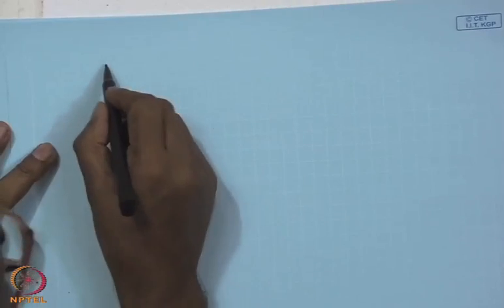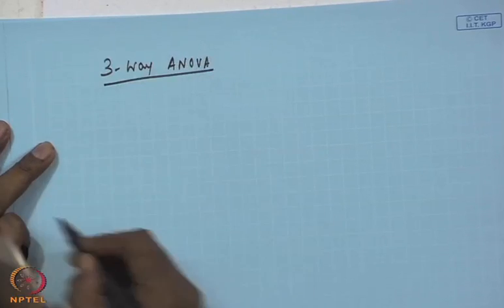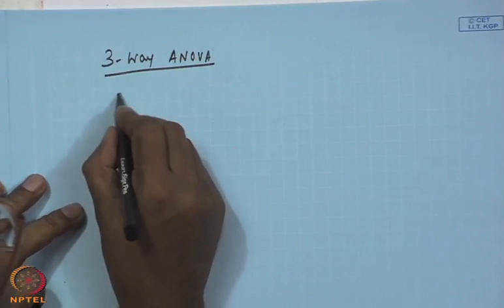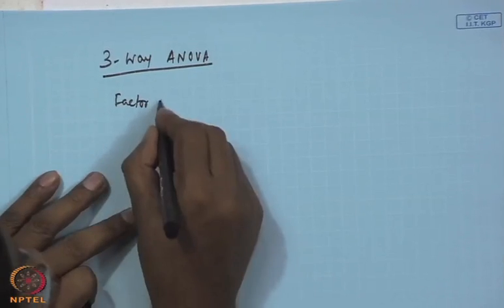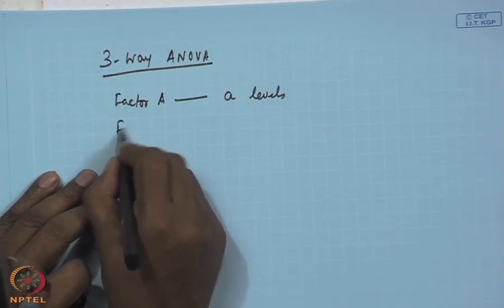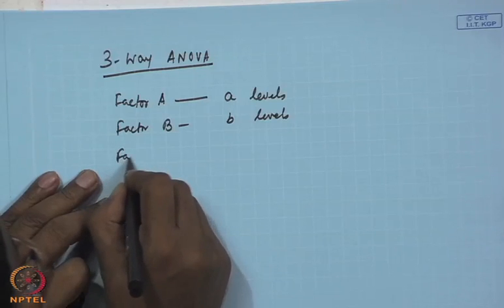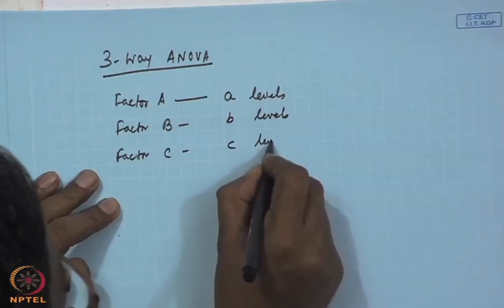Now, you can go for multi-way ANOVA also. What will happen ultimately? Suppose you have three-way ANOVA. How do you partition it? Three-way ANOVA case. That means, if I write in terms of A, B, C: factor A with A levels, factor B with B levels, factor C with C levels.